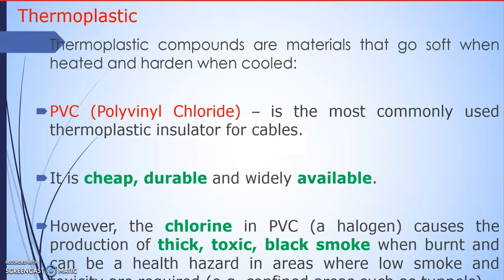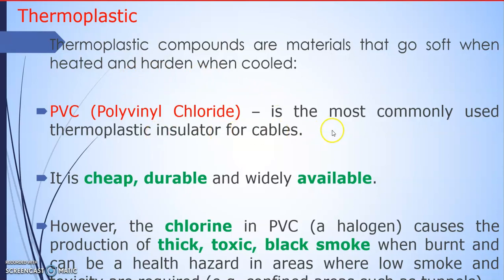Thermoplastic is also used. So what is this thermoplastic? Thermoplastic compounds are materials which go soft when heated and harden when cooled. This property is very useful: when they are heated they soften, but when they are cooled they become hard. So it is heated first, then made into the desired shape, and then cooled down, so it becomes hard.